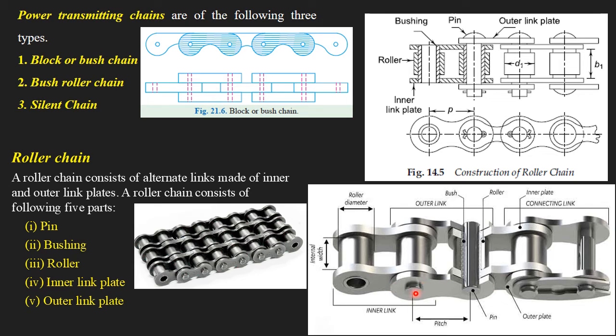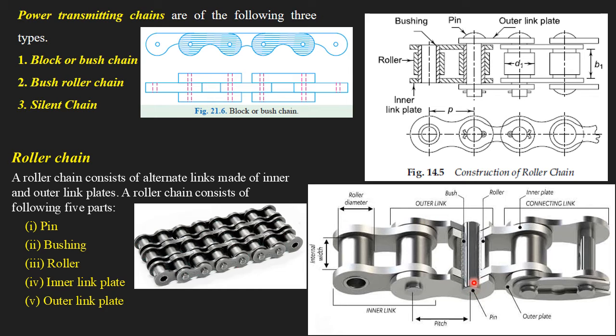How is it connected? It is connected using a pin, and this pin, you can see here, passes through the hole which is present in the bush as well as in the roller. The roller as well as the bush is hollow, so the pin will pass through it, and the pin is press fitted to the outer plate as well as the inner plate and the bush. Pin is press fitted to outer plate, inner plate, bush, inner plate and outer plate.